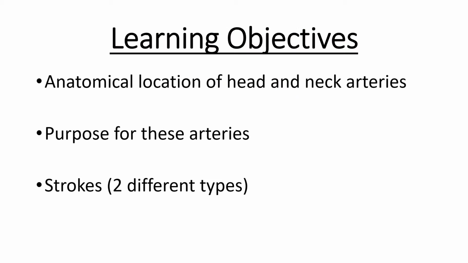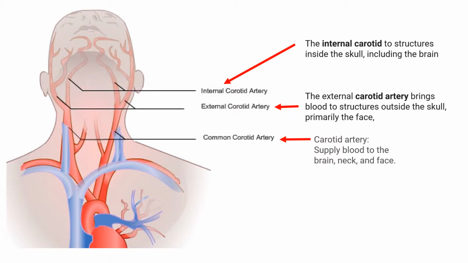All right, folks, we're going to talk about the head and neck arteries. Again, the head and neck arteries. And again, remember, arteries are simply the vessels that take oxygenated blood from the heart to the rest of the body. Learning objectives: anatomical locations of head and neck arteries, the purpose of these arteries, and we're going to talk about strokes and the fact that there are two different types of strokes.